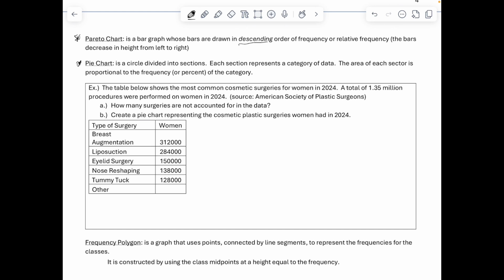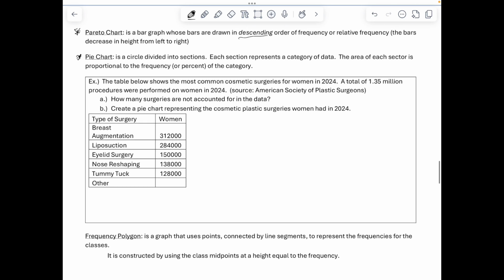So the example right below says the table below shows the most common cosmetic surgeries for women in 2024. A total of 1.35 million procedures were performed on women in 2024. Part A says how many surgeries are not accounted for, and you can see that in that table there is an other category that does not have that number given. So first thing is it tells us that we have 1.35 million surgeries total. And so what this is as a number, not written with the word million in there, is going to be 1,350,000. And so this is 1.35 mil.